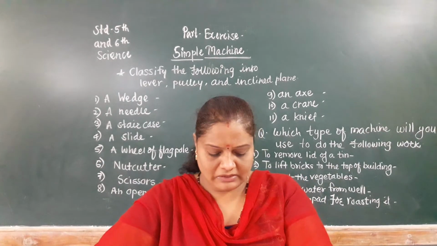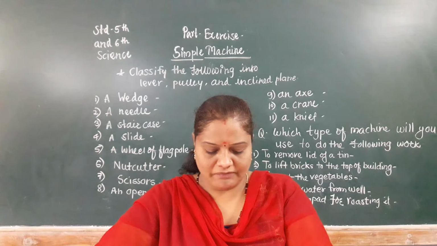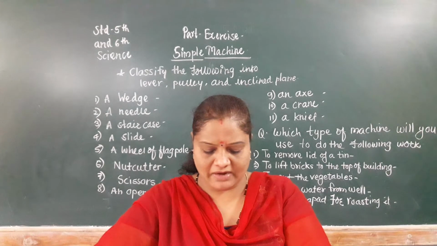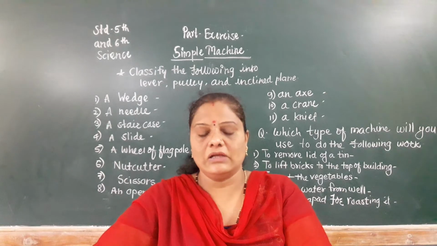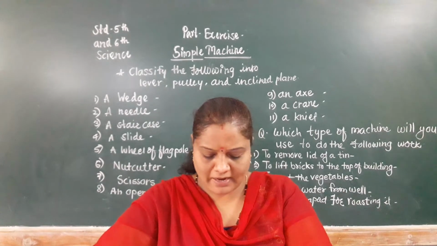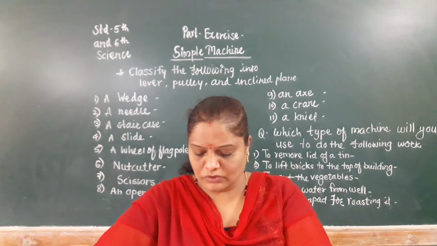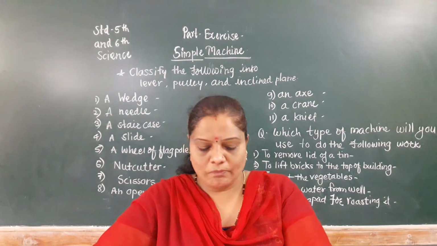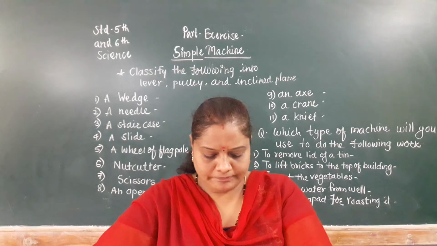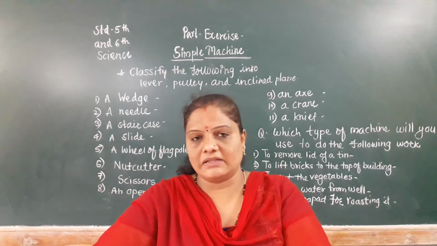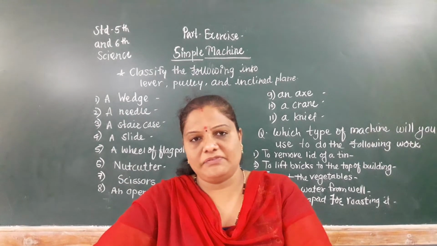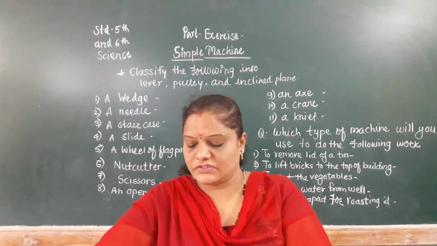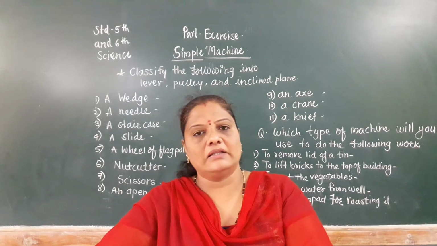Then we learnt about the load: the weight lifted by a lever, or the force against which the lever acts, is called the load. The force applied on either side of the rod to lift the load is called the effort. So load, fulcrum and effort are the three main parts of the lever. These are of three kinds: first order, second order and third order.